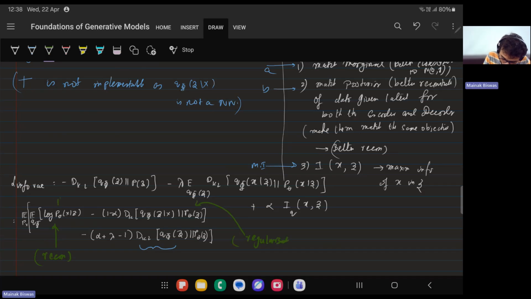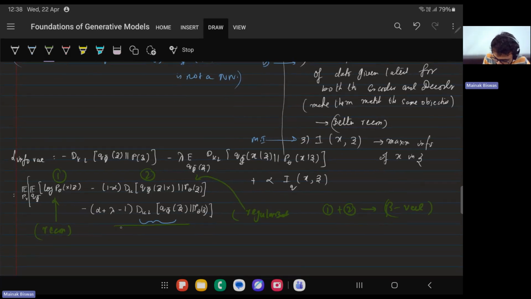So terms 1 and 2 are the beta-VAE objective, which can be implemented, and which we'll implement today. And term 3 we will see; this is marginal matching. How we'll implement this, I'll tell you at the end after I derive the objective. So it turns out to be a beta-VAE plus marginal matching. Info-VAE can be thought of as beta-VAE plus marginal matching.